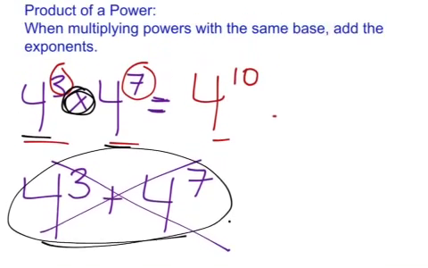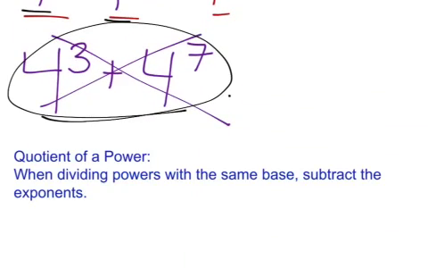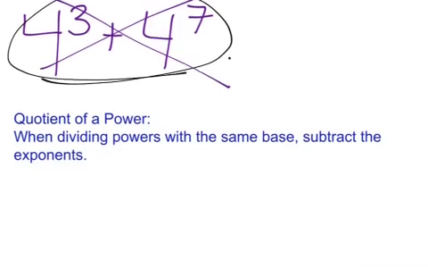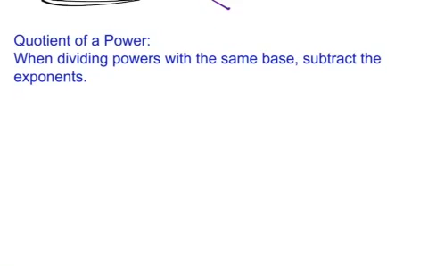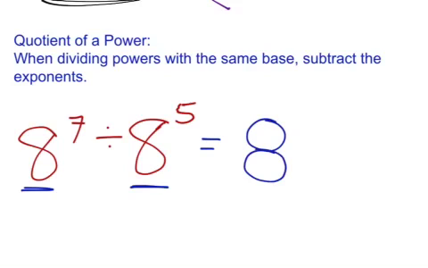Okay, next exponent law is quotient of a power. And that one says when dividing powers with the same base, subtract the exponents. Let's take a quick example here. 8 to the power of 7 divided by 8 to the power of 5. Okay, since we've got two powers here, both with the base of 8, we can combine them by subtracting their exponents. So 7 minus 5 is 2. So that's what that would become.